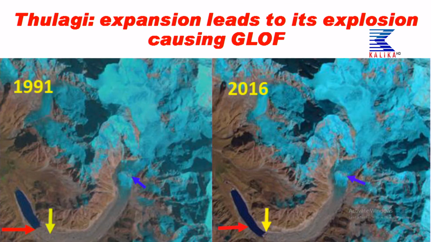Okay, next. So I'm again showing the same thing. Lake expansion leads to its explosion causing GLOF. So the same lake I'm showing here. In the year 1991 it is smaller. In the year 2016 a bit bigger, and it has accumulated a large amount of water. It's going to explode. That's why the lake is increasing its size time and again.